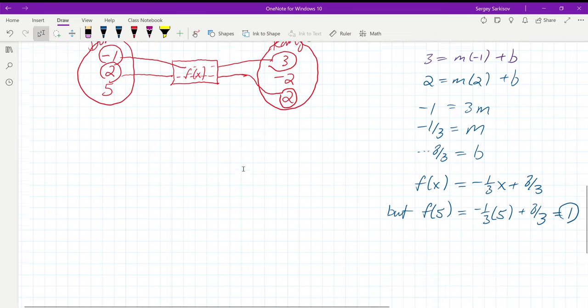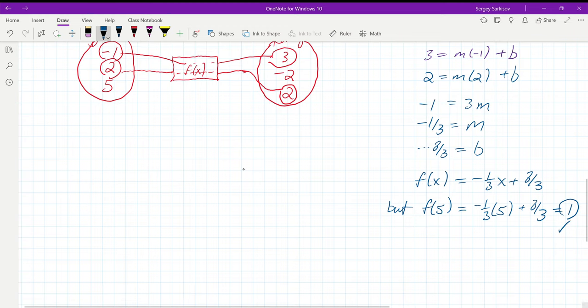So let's say we change that to a 1, let's put a 1 here also, okay? And what I'm going to do is say, hey, here's a 5, and I'm going to take it from the function to the 1.